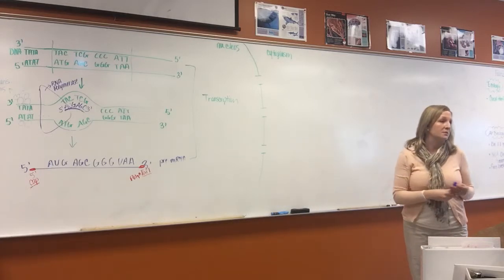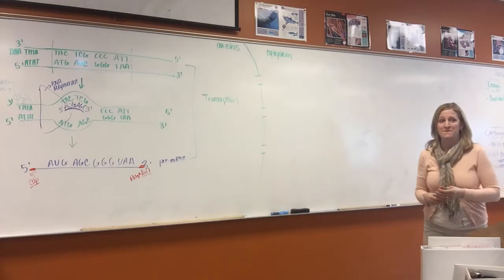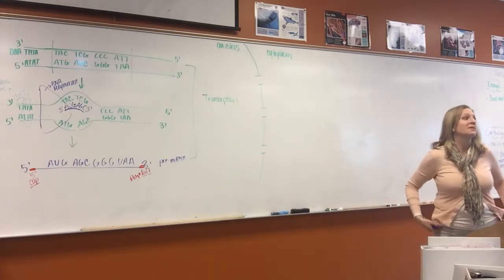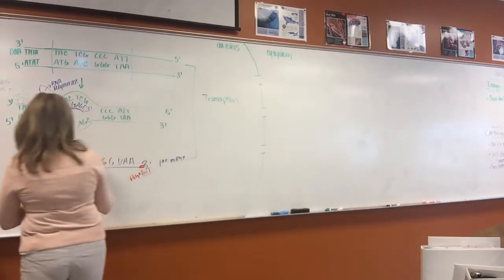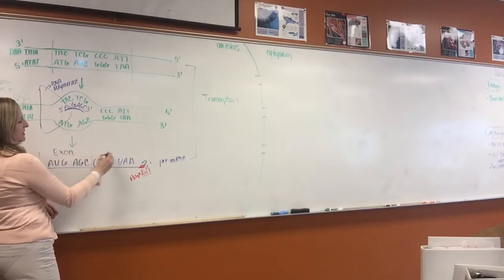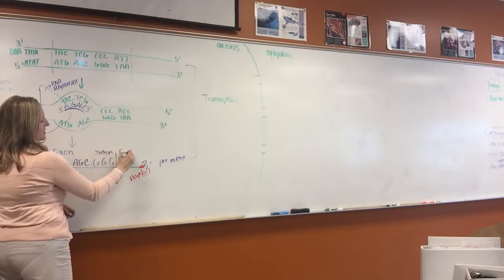And then what else do we do in eukaryotic cells? We do splicing, which is cutting out the introns. So let's say from here to here, the beginning to there, is an exon. Let's say this is an intron, and this is an exon here.